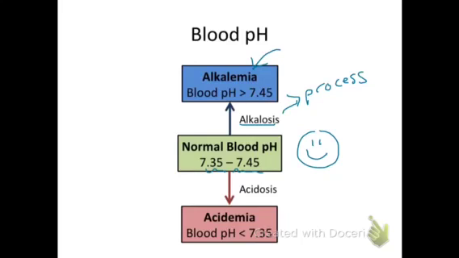Since alkalosis is a process, you can have an osis without an actual change in the blood pH outside of the reference interval. So you can have an osis without an emia. But if there is a change in the blood pH outside of the reference interval, so there is an emia, you must have an osis. So you must have a process that leads to that emia.